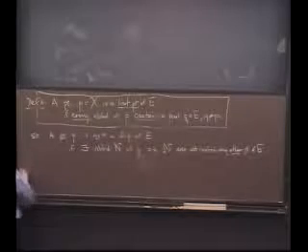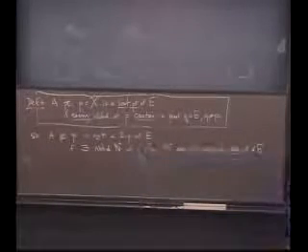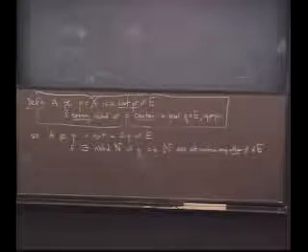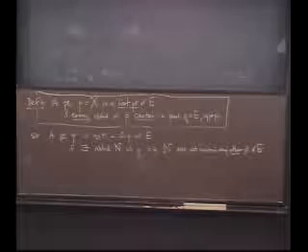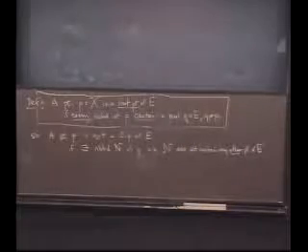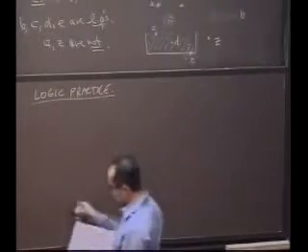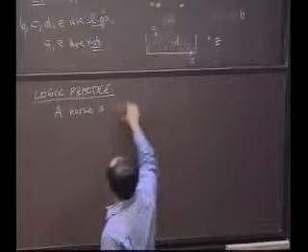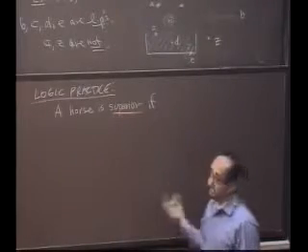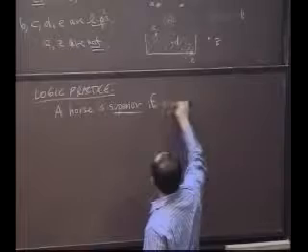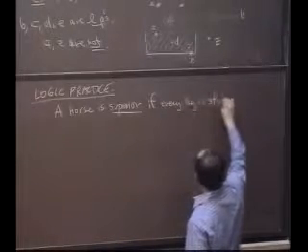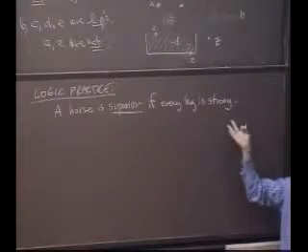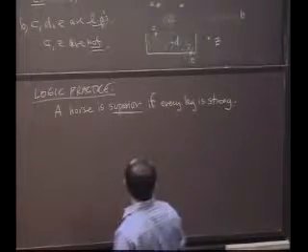So let me put this to the side, because it's sort of an aside. Just a little logic practice. We're going to see what it means to negate a statement. So let's define a horse. We'll say a horse is superior if every leg is strong. Now, I just made up this definition. It's not something horse people normally use. A horse is superior if every leg is strong.